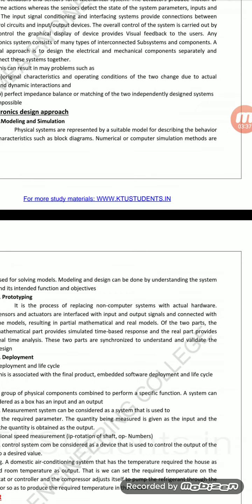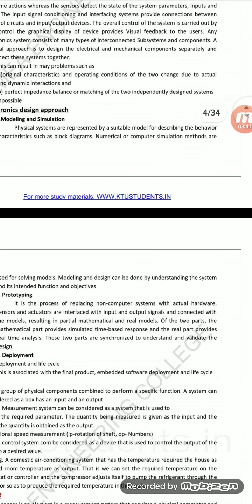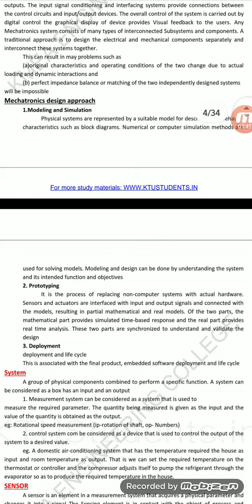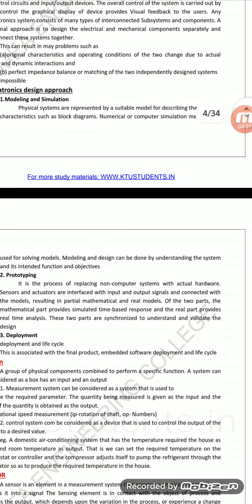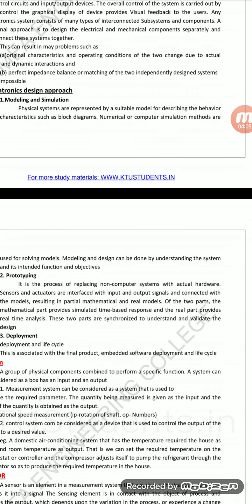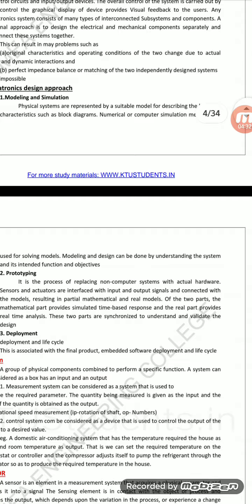Physical systems are represented by suitable models describing the behavior and characteristics, such as block diagrams and numerical and computer simulation methods. That means a physical system needs a suitable model describing behavior and characteristics through block diagrams, numerical and computer simulations. Computer simulations depend totally on digital equipment. Numerical values means A to Z or other values like star, delta. Computer simulation depends on assembly language, like header files and compilers. That is machine level language.